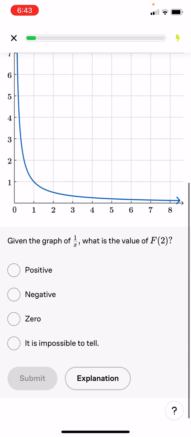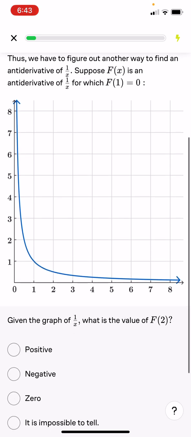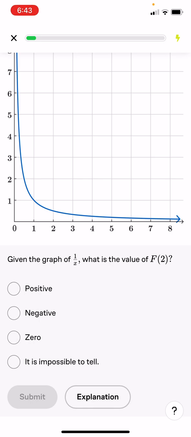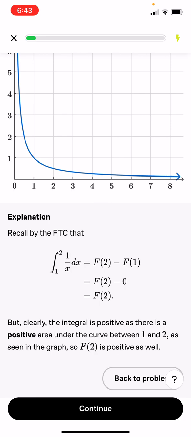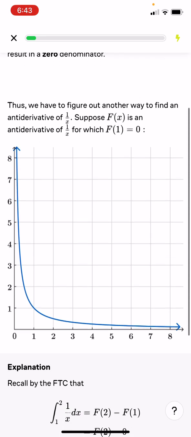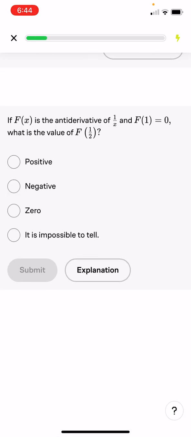So f(1) equals 0. So it would be negative. f(2) minus f(1) is f(2) minus 0. Clearly the integral is positive, as there is positive area under the curve between 1 and 2 as seen in the graph, so f(2) is positive as well.